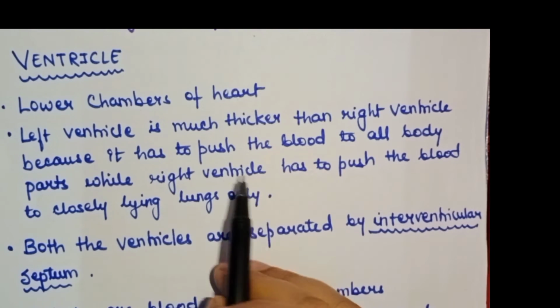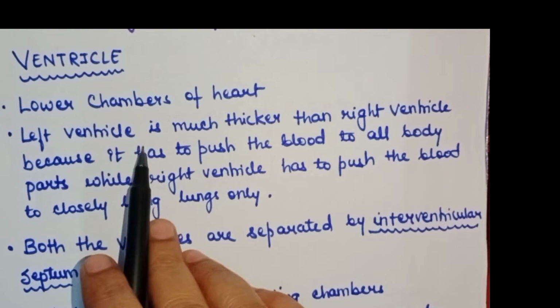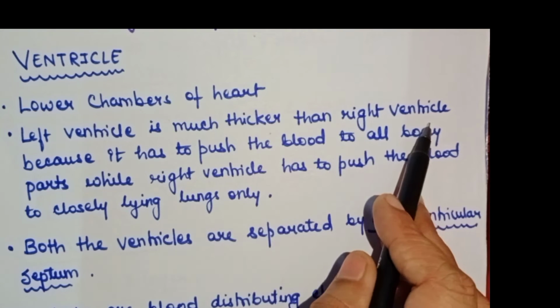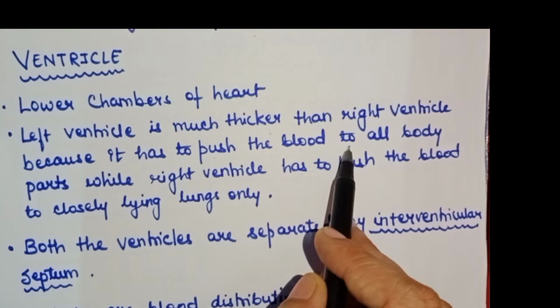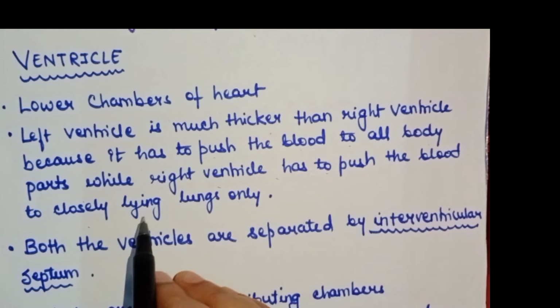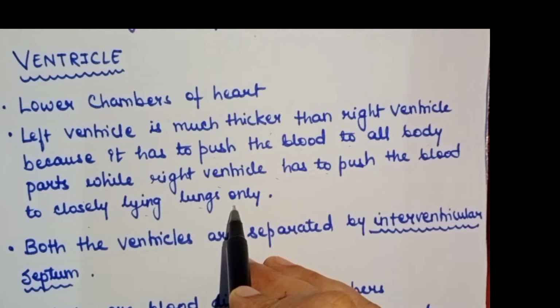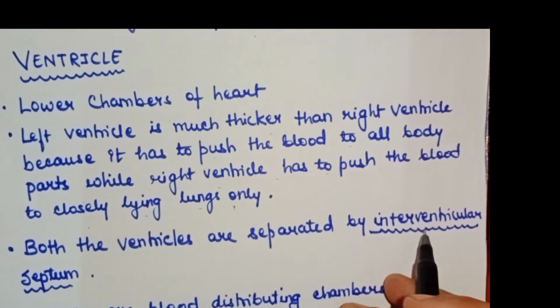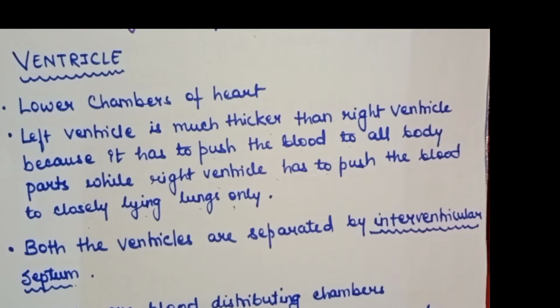Ventricles are the lower chambers of the heart. Left ventricle is much thicker than the right ventricle because it has to push the blood to all body parts, while right ventricle has to push the blood to closely lying lungs only. Both the ventricles are separated by interventricular septum.